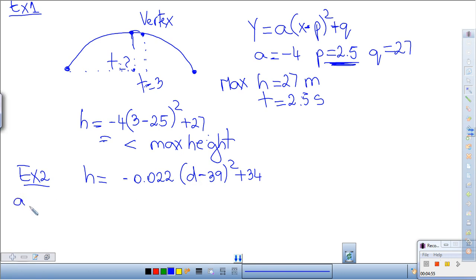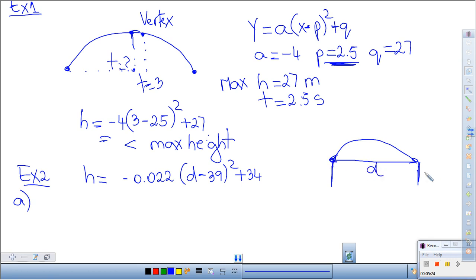And in the first point, I am asked what is the horizontal distance that the bridge covers. So if I have a bridge, that's my bridge, and I know it opens down because that a is negative. So those are the legs of the bridge. What is this horizontal distance that the bridge covers?